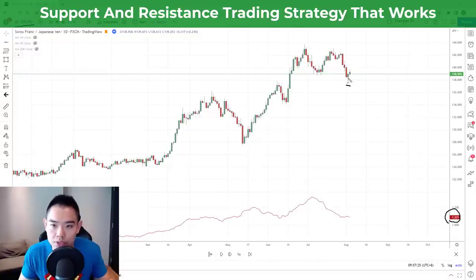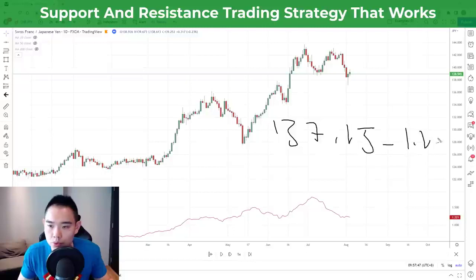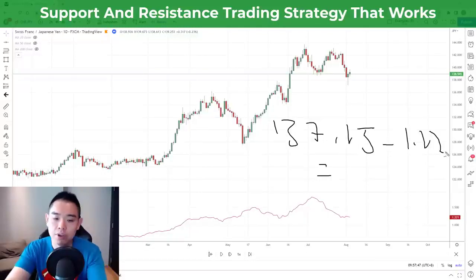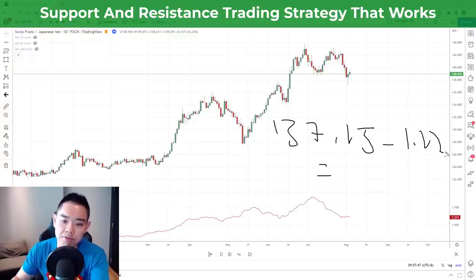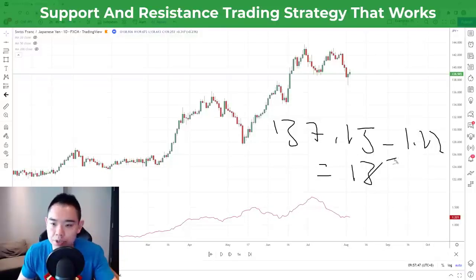So what is the low of this candle over here? If you realize, the low of this candle is 137.15. So I'm going to take 137.15 minus 1.22. If I do that, I get a value of 135.93. Pardon the handwriting. So 135.93, that will be my stop loss level.